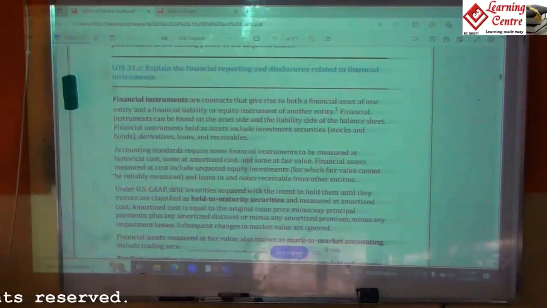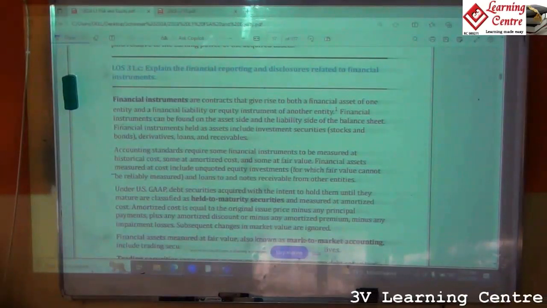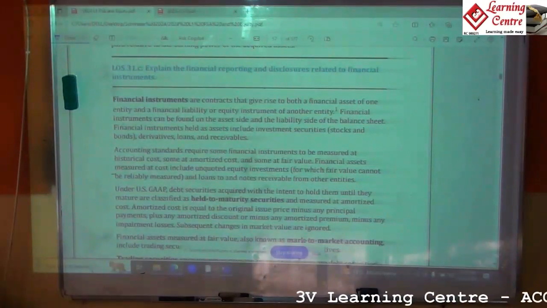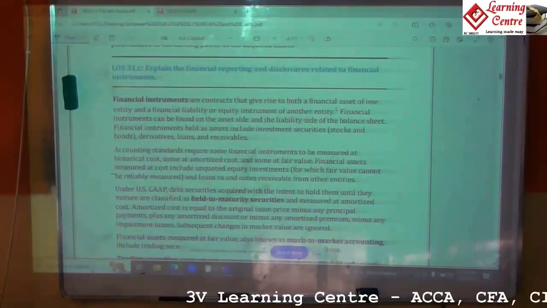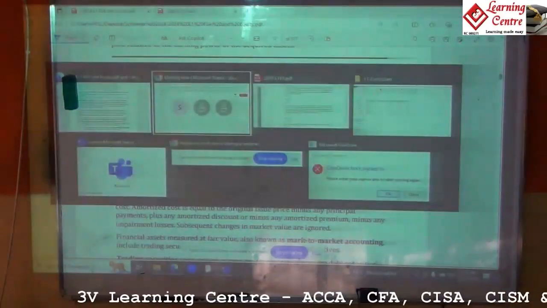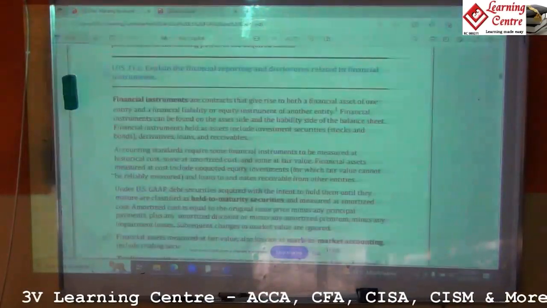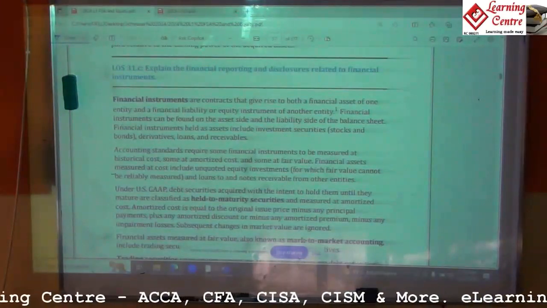Property, plant and equipment are tangible assets, right? These are assets you can see and touch. They include motor vehicles, buildings, and so on.